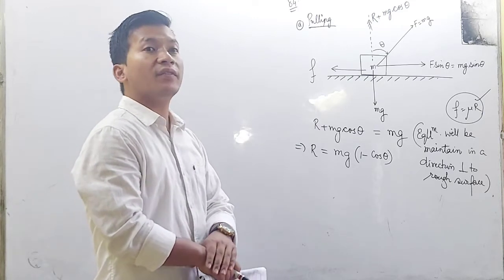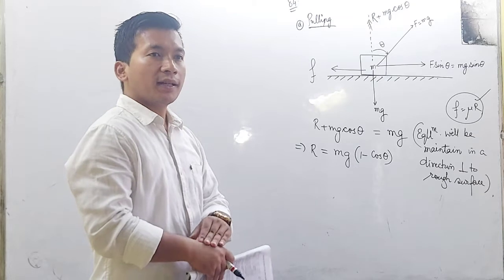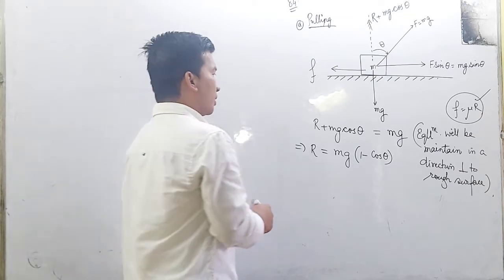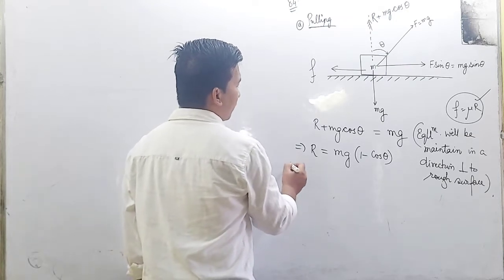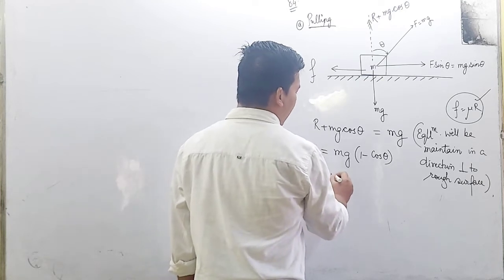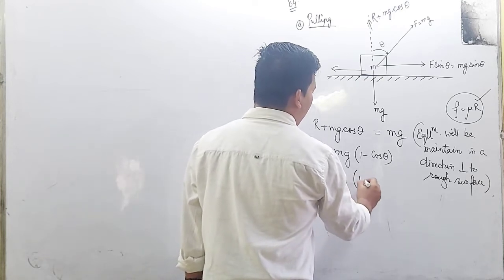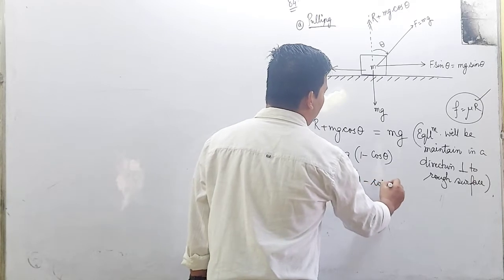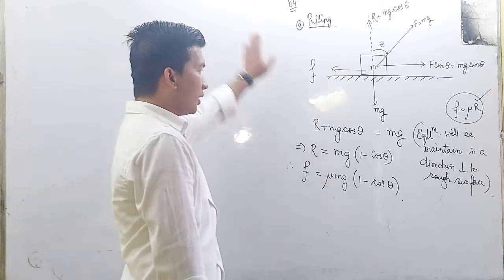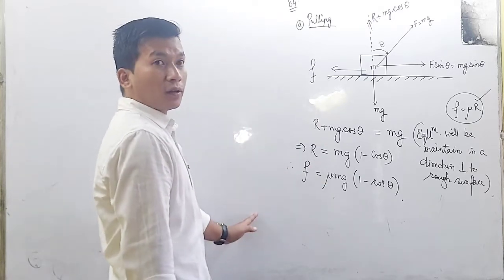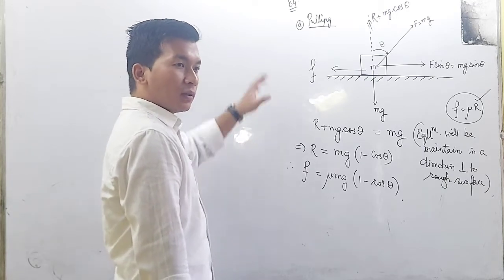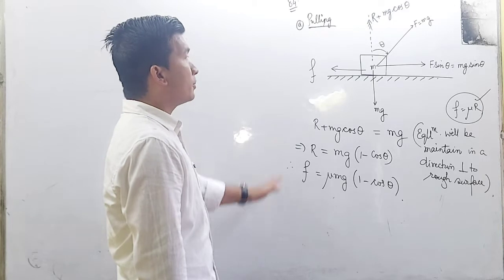your frictional force F. Therefore our frictional force F is equal to mu mg times 1 minus cos of theta, putting the R value. Now second condition. This is not the end of our calculation for your question number 84.